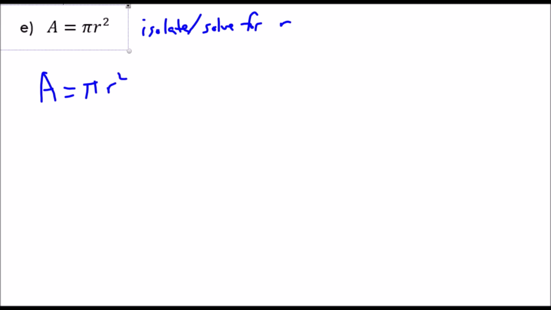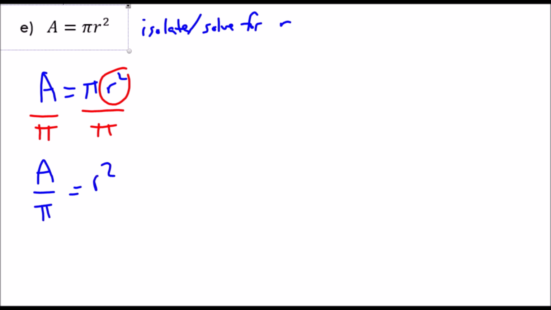I want to isolate for the r squared, so guess what? I want to get rid of this pi. How do I get rid of this pi? Well, I'm going to divide this side by pi. I divide this by pi, I have to also divide this side by pi. So what do I have then? I have A over pi is equal to r squared.